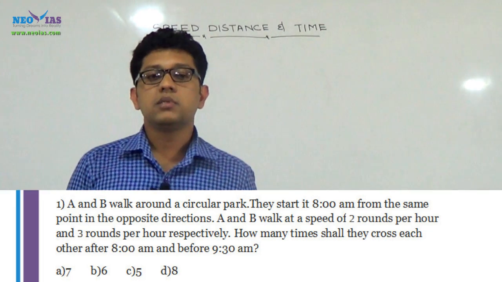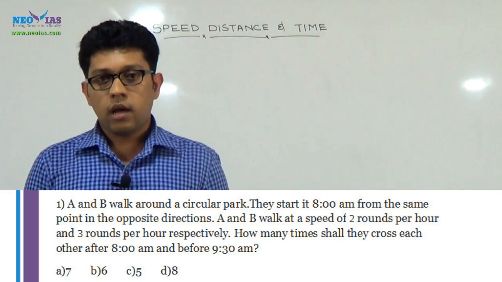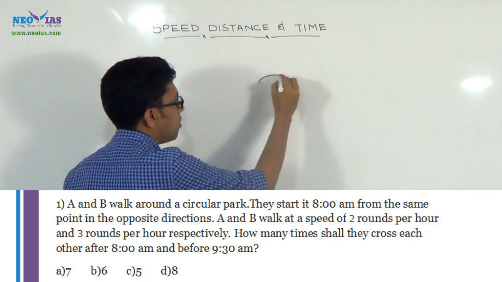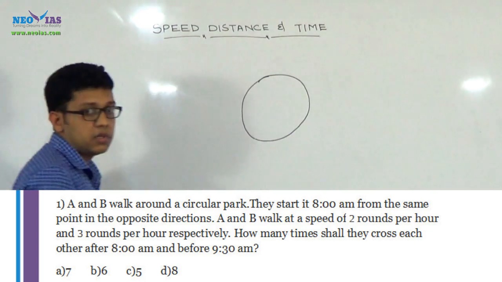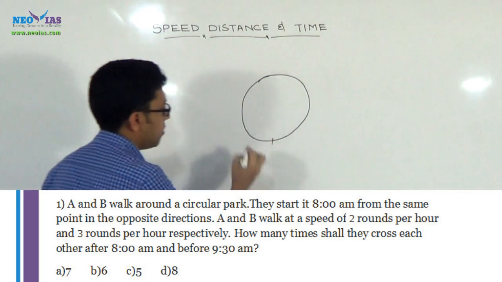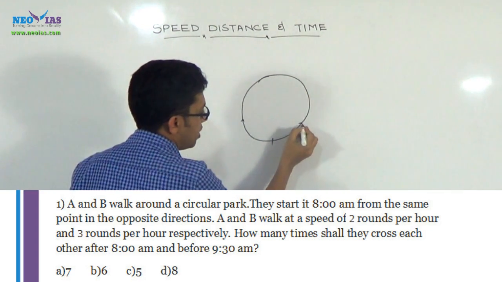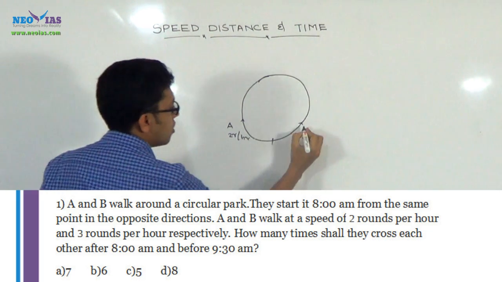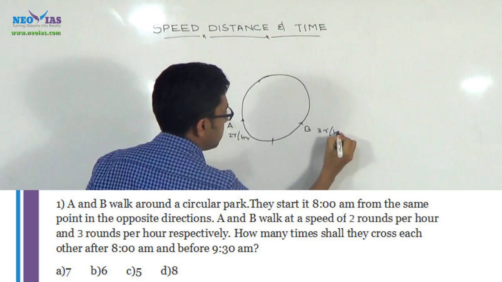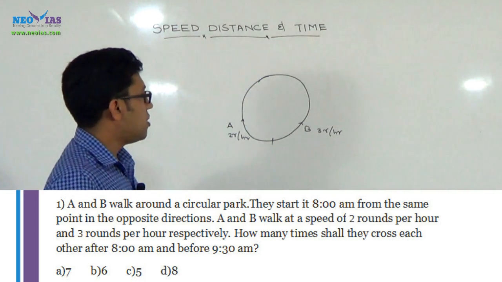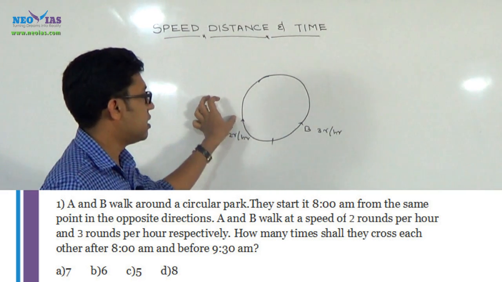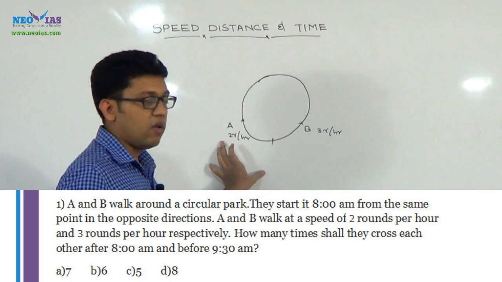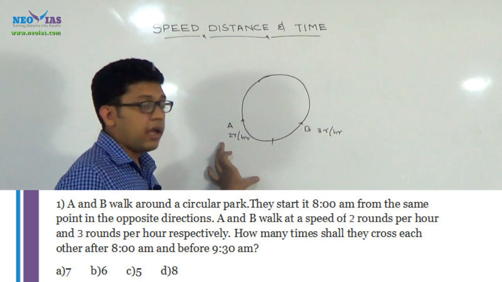This says that A and B, two persons, are walking around a circular park and their speeds are given. One is moving in this direction and the other in this direction. A has a speed of 2 rounds per hour and B has a speed of 3 rounds per hour. These two persons are moving in opposite directions, and we need to find how many times they cross each other in a time interval of 1.5 hours, that is from 8 am to 9:30 am.